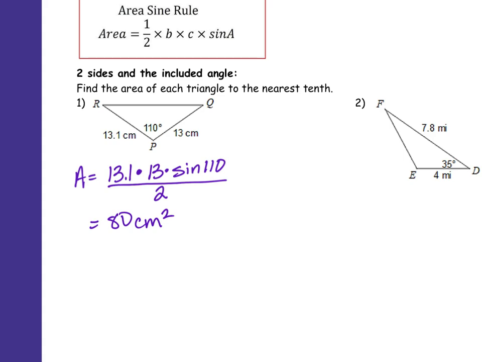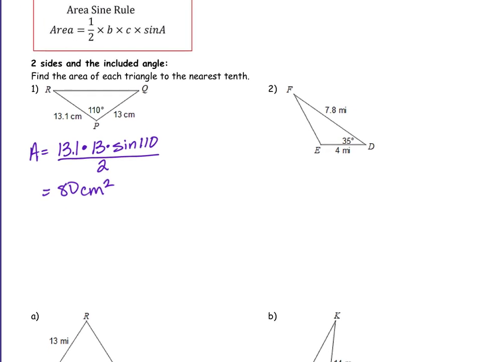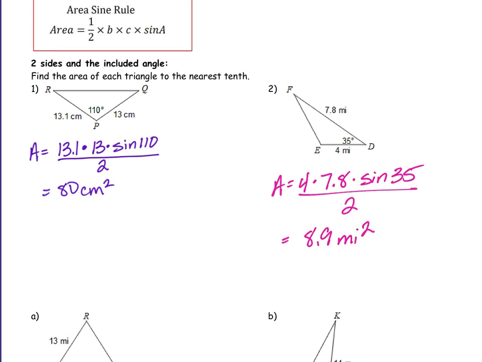Okay, so I'm going to do one more. And that gives me A equals 4 times 7.8 times sine of 35, all divided by 2. So my area should be 4 times 7.8 times sine of 35, divided by 2, 8.9 miles squared. Any questions on that?